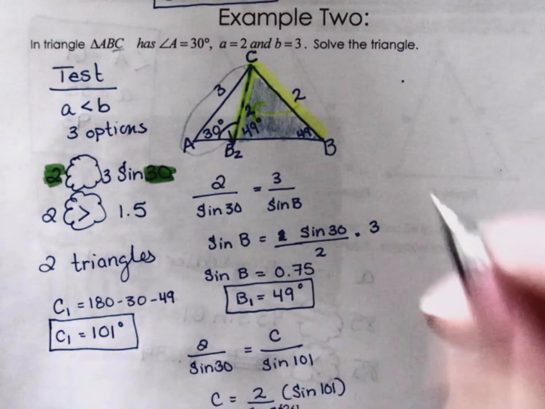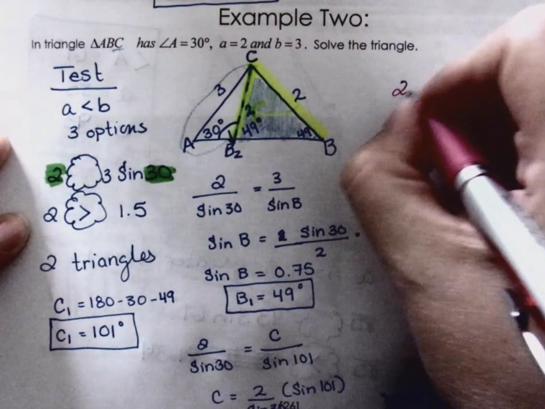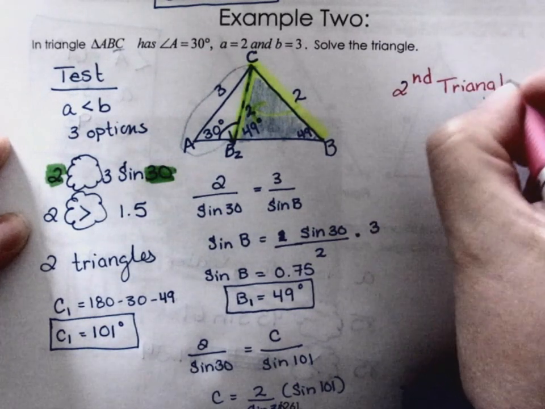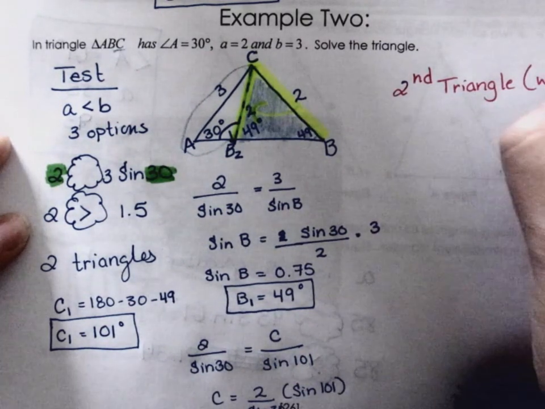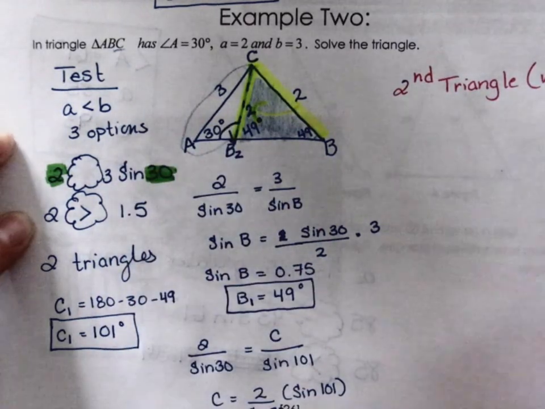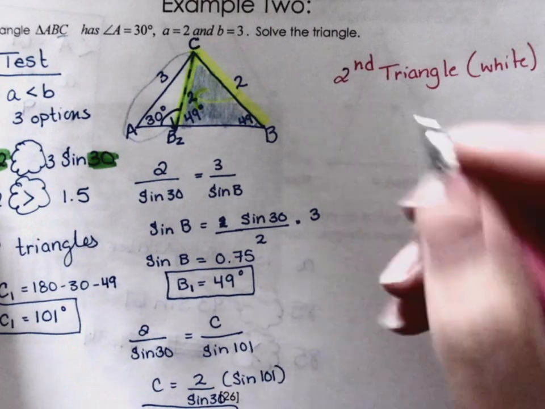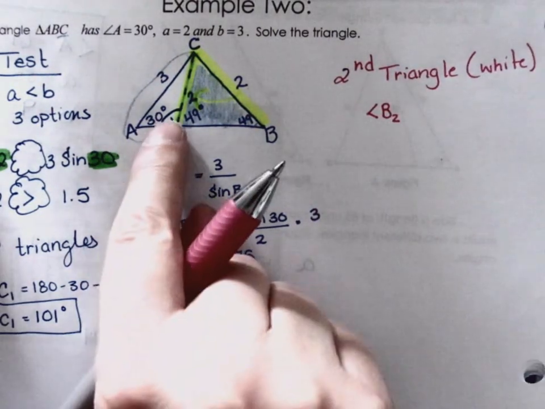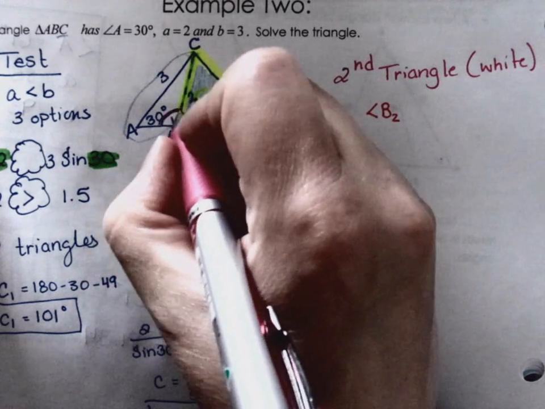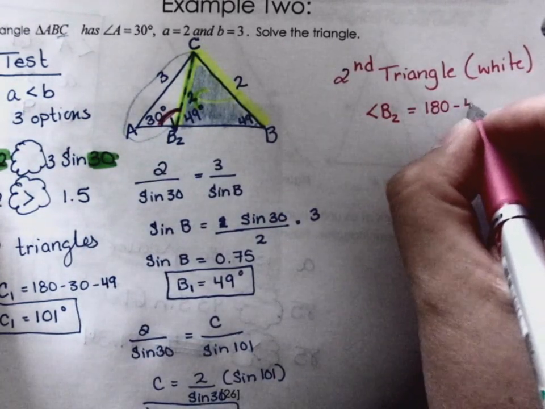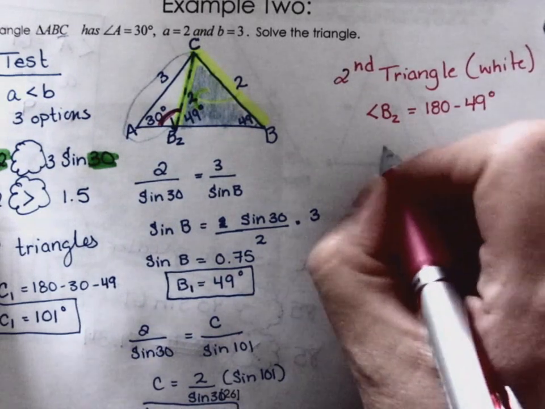Beautiful. So, in your second triangle, and your second triangle is your white triangle here. It's this one here. Your blue is just your helper. In your second triangle, we know that angle B2, so the new angle B, this one right here, is 180 minus your B1.